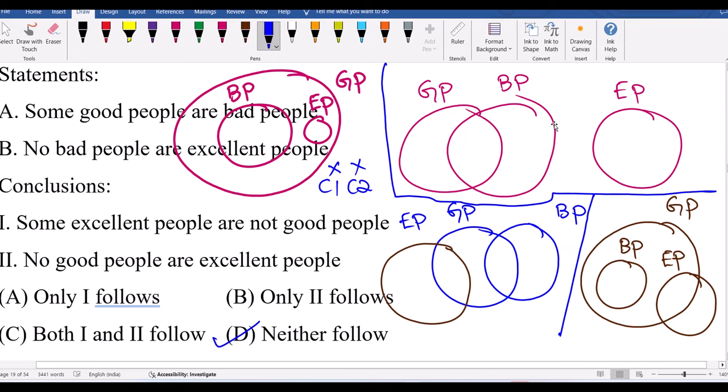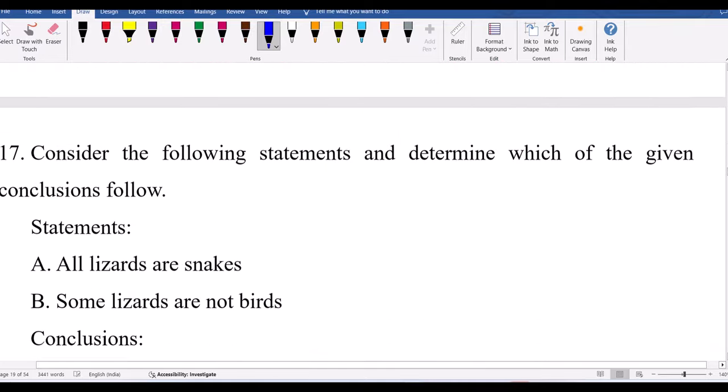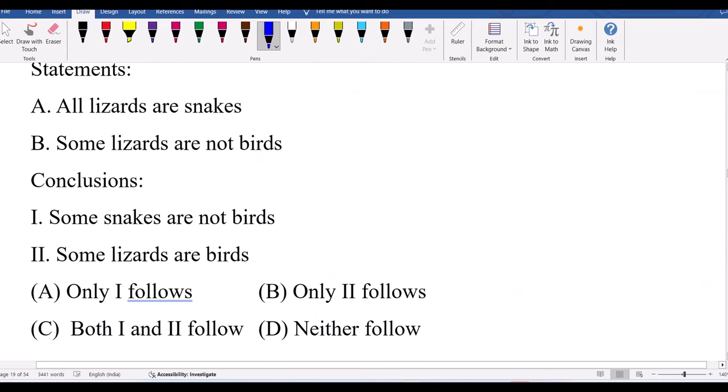In syllogism, draw all possible diagrams, then see which is true in all cases. Syllogism, there is a lot we can learn. Again, one more question related to syllogism. Let me see how many of you give the correct answer.